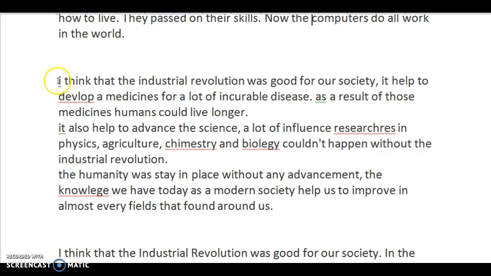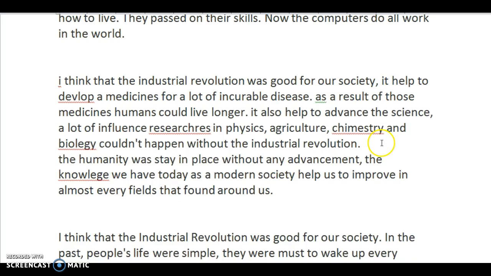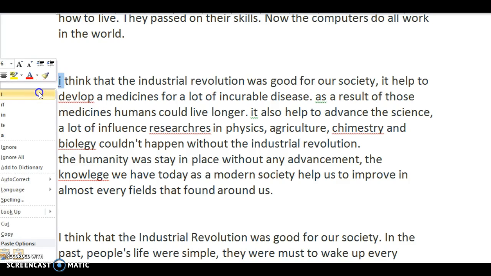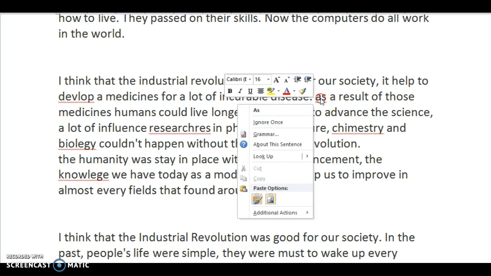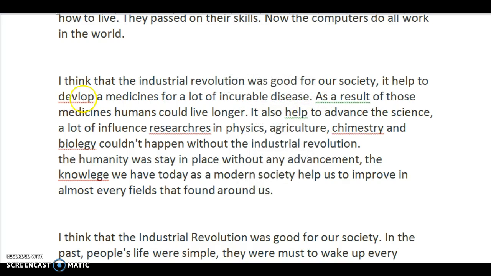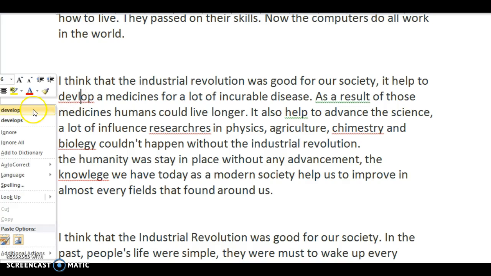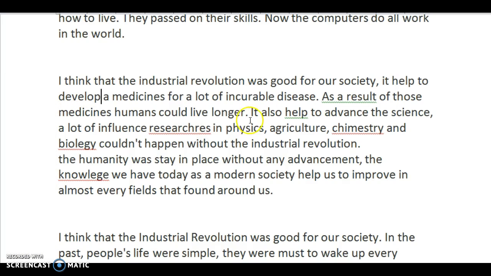If I look here, again, I've got to make it a paragraph. Put all of the sentences following on the same line, and then I look, what's the problem here? Well, the word I must be a capital, and a sentence always begins with a capital letter. So let me fix that up, and then I see, also here, fix that one. Here I've got a spelling mistake, so let me fix those spelling mistakes. A lot of influence.